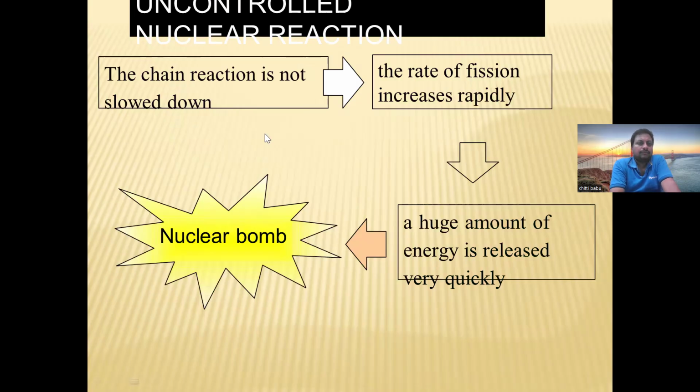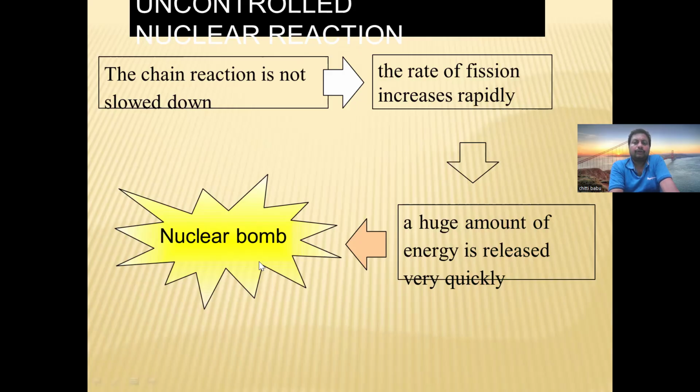If the chain reaction is not slowed down, the rate of fission increases rapidly. So a huge amount of energy is released very quickly. So it will convert into a nuclear bomb.